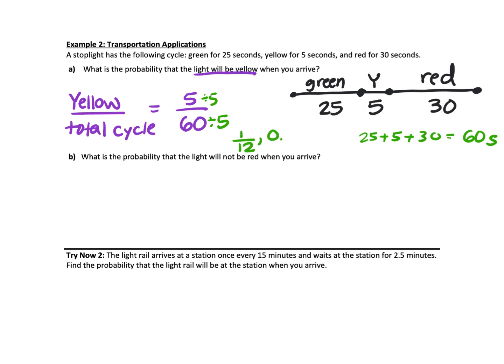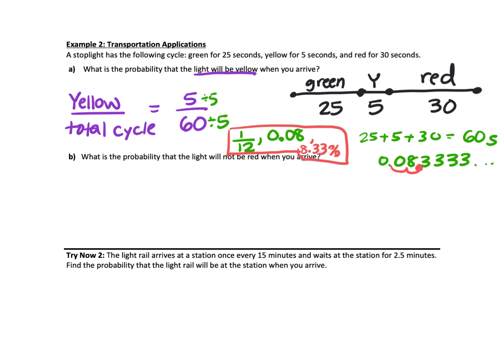On my calculator, it's 0.083333. So that would be 0.08. And then if I do a percent, I just multiply by 100 or move the decimal over, and that would be 8.33. So that is the answer expressed 3 different ways.